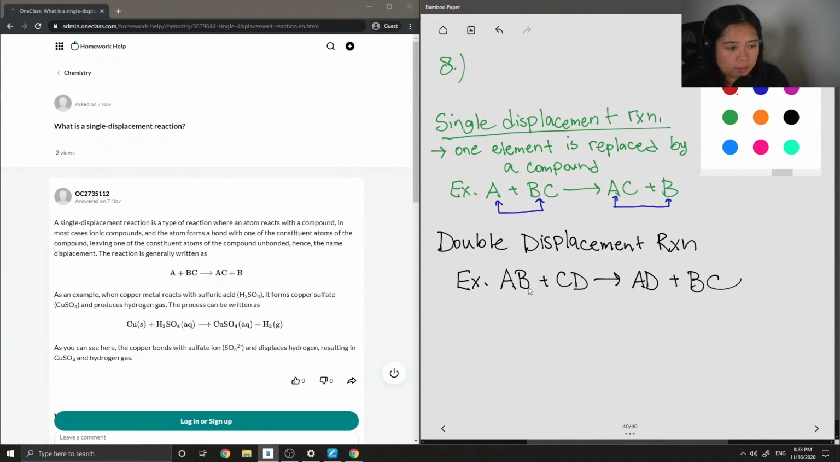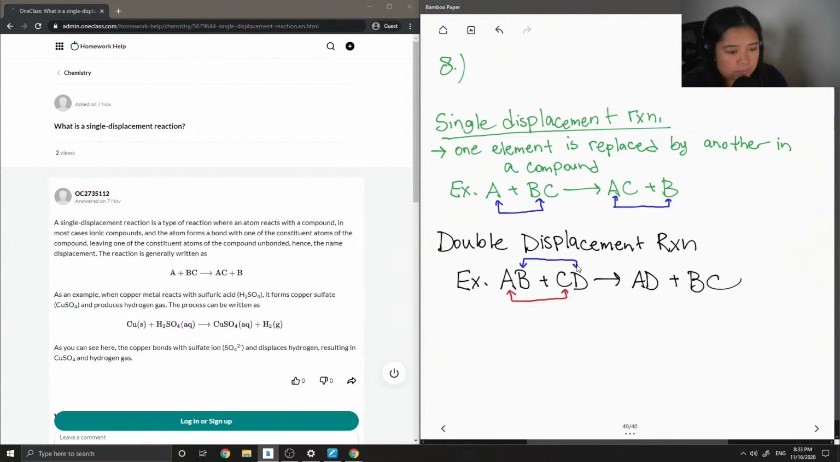So if you see here, it's similar to single displacement, except the C and the A kind of switched, and like the B and the D switched. Okay, so that's an example of a double displacement reaction.